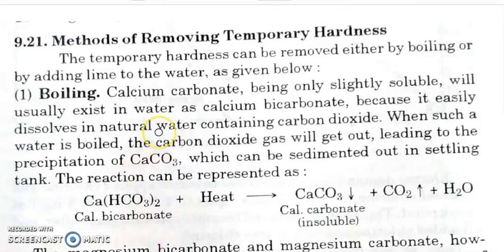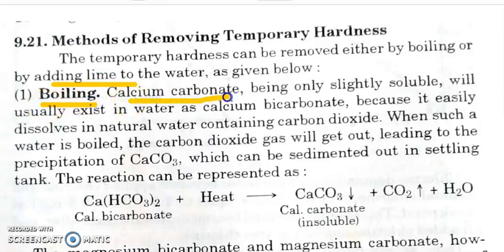Now let's see the different methods of removing hardness. First, let's see the method for removing temporary hardness. Temporary hardness can be removed either by boiling the water or by adding lime. The first one is boiling.